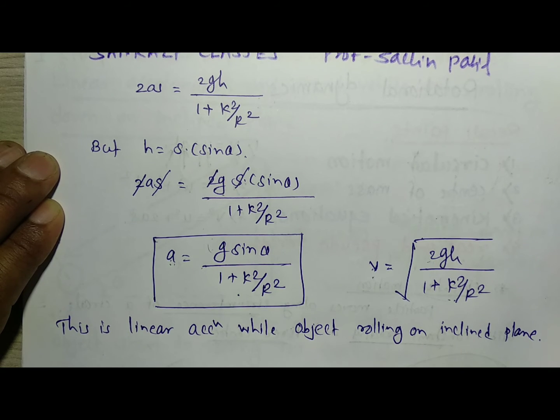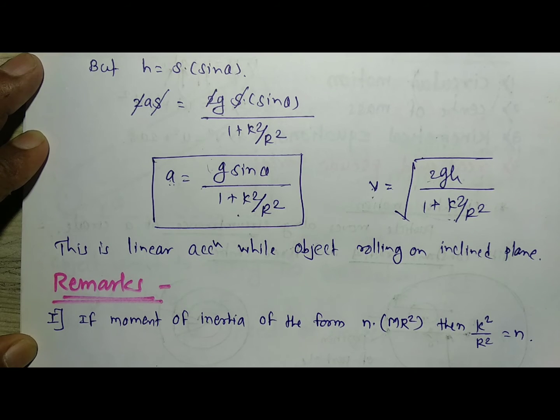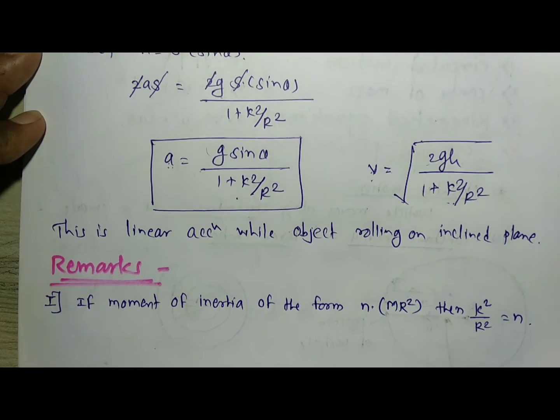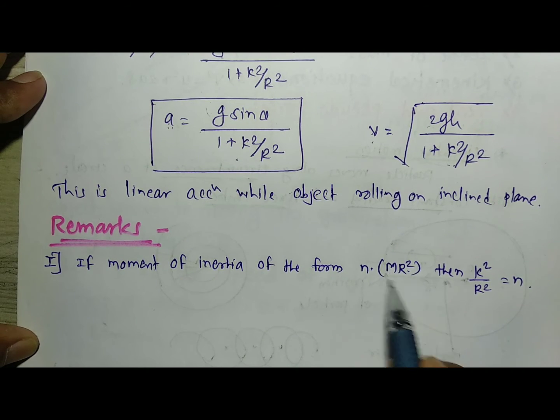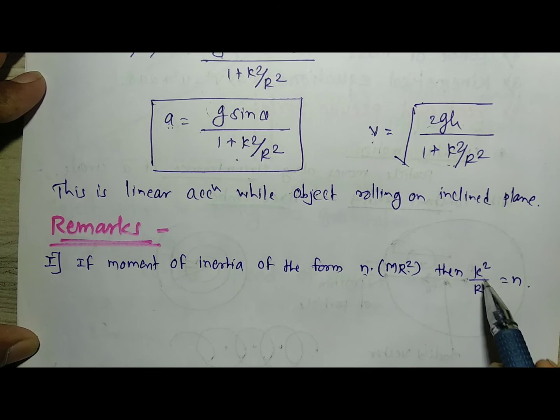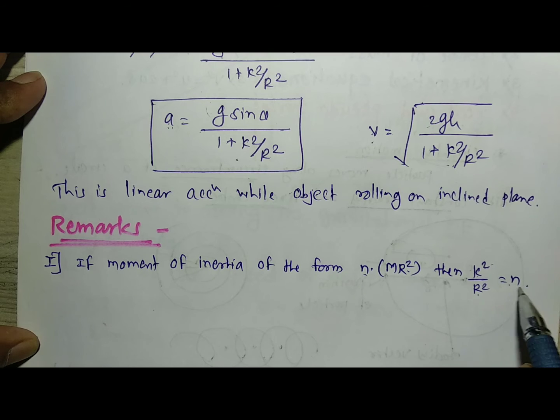And from this you can get the remarks related to that one as follows. Now the first remark is: if the moment of inertia is of the form n into mr square, that means mr square is there and n is multiplied to that mr square, at that time k square divided by r square is equal to n.